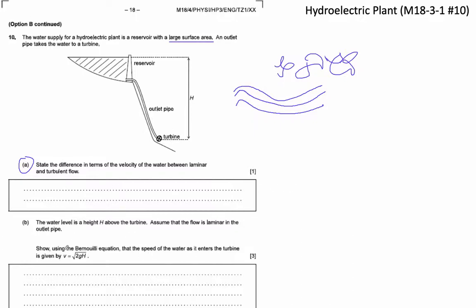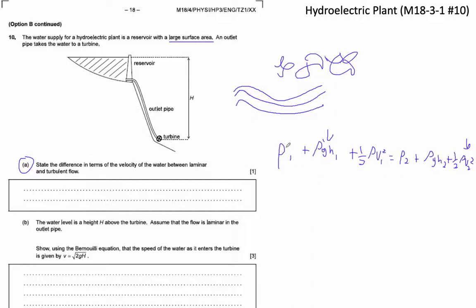And then it says, show using the Bernoulli equation that the speed of the water as it enters the turbine is given by, this is basically Torricelli's theorem, right? So what Bernoulli is P1 plus rho g h1 plus 1/2 rho v1 squared is equal to P2 plus rho g h2 plus 1/2 rho v2 squared, right? Okay, so this velocity there is v2, that's what we're trying to solve for. And the h really is this h here, okay?